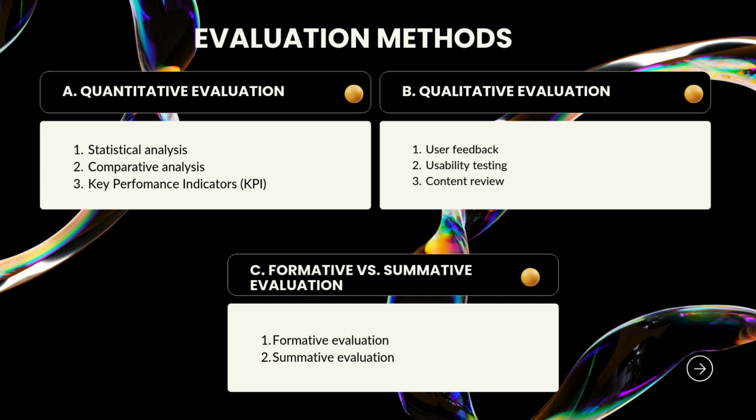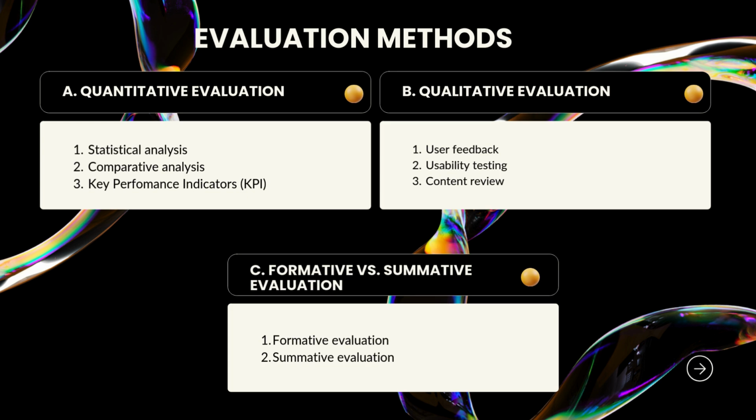In this slide, we look at the main methods used to evaluate digital libraries. Evaluation methods help librarians and managers understand whether the digital library is achieving its goals and meeting users' needs. First, we have quantitative evaluation. Quantitative evaluation uses numerical data and statistical techniques. This includes statistical analysis, comparative analysis, and key performance indicators, or KPIs.